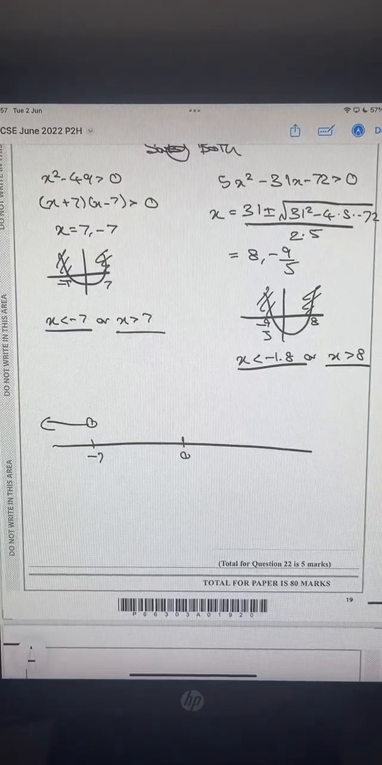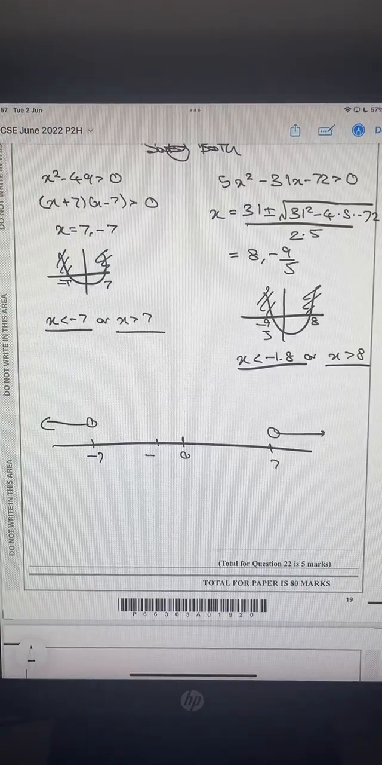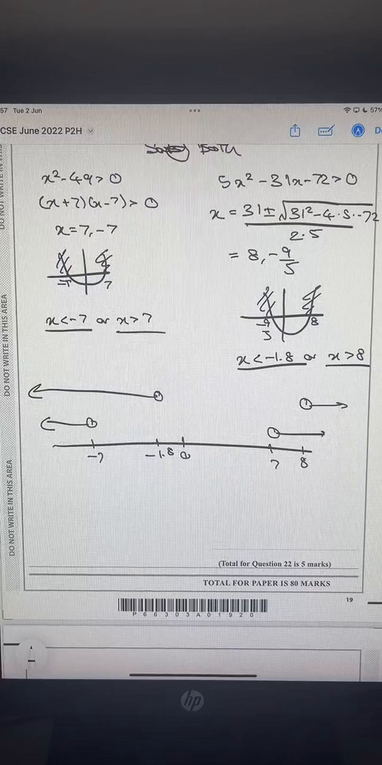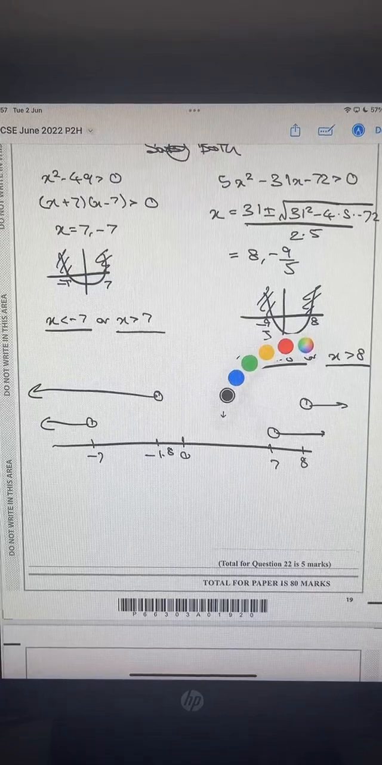So it's going to be a hollow circle at 7, and it's going to be greater than that. Again, hollow circle. X is less than negative 1.8, so it's going to be less than that. Or x is greater than 8, so 8 is there, and it's going to be greater than that. And I need to find where these overlap.